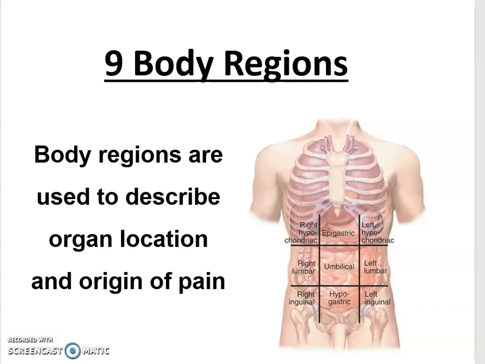Well, in addition to those quadrants we just covered, there's also another way of subdividing the body, and these are the 9 body regions. Body regions are used to describe organ location and origin of pain. Those of you interested in working in nursing, especially in diagnostic medicine, will be using these regions as much, if not maybe more often, than you're using the body quadrants. So let's take a quick look at those and what words are involved.